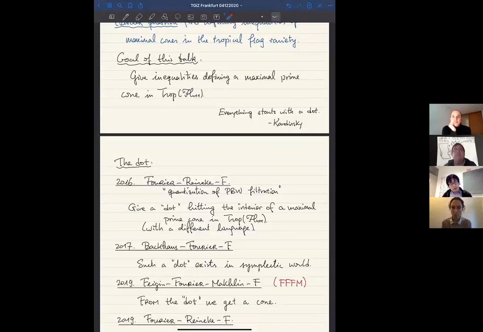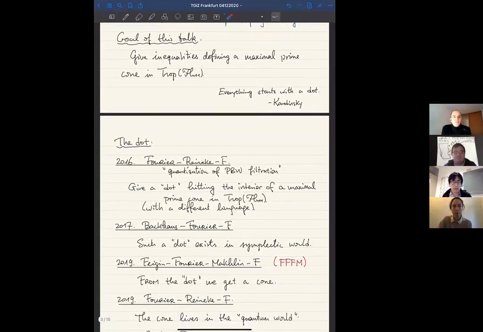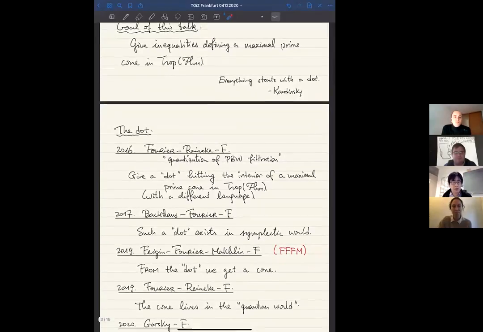And if I rephrase what we did in tropical or Gröbner language, it means that we essentially gave a dot, a point, that hits the interior of a maximal dimensional, maximal prime cone in the tropical flag variety for any n. But this was in a different language. This language was quiver representations and degenerations of modules and all this. And then later, the same dot was found in joint work with Teodor Backhaus and Fourier.